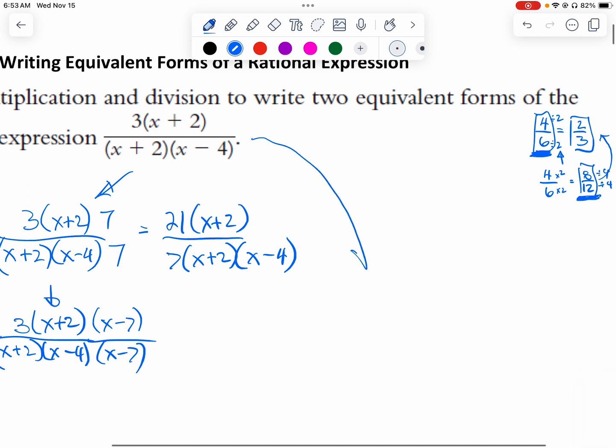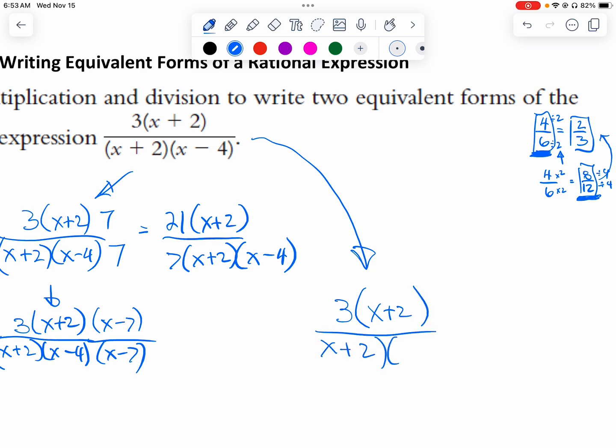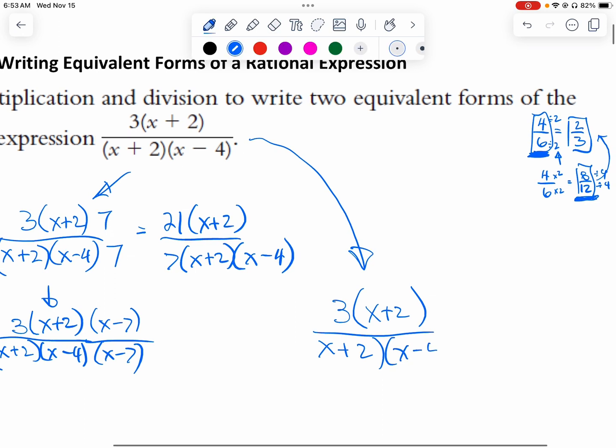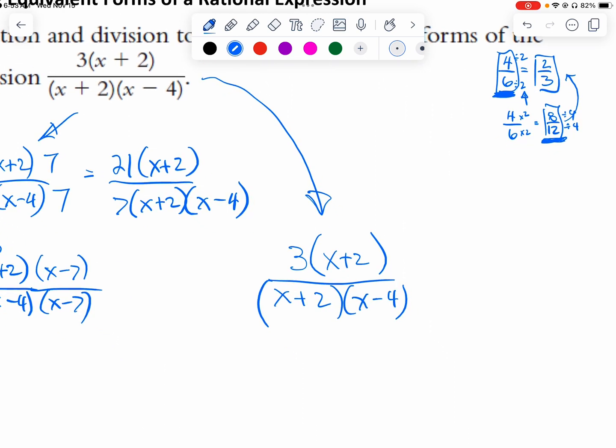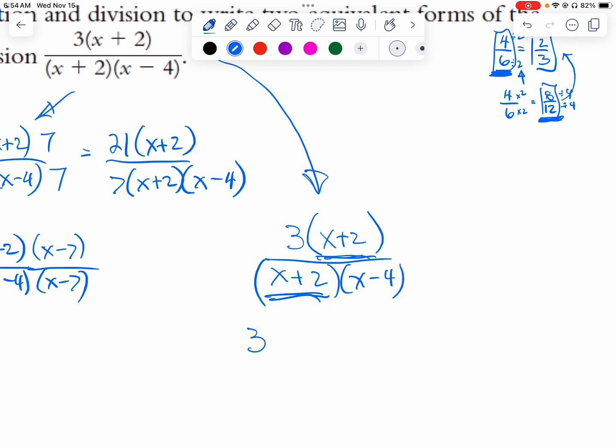So now we need to do this using division. So now I have 3(x + 2) over (x + 2)(x - 4). So now by division, what can I divide out of this that's going to make this an equivalent expression? Hopefully you see that this x + 2 and this x + 2 are the same. So I could rewrite this as an intermediate step. This is the same as 3(x + 2) over (x - 4)(x + 2).